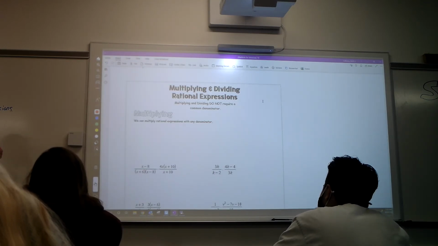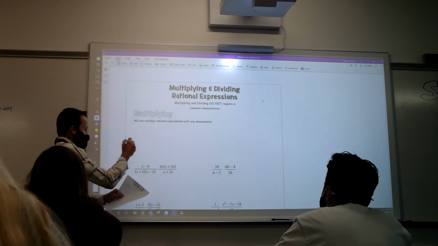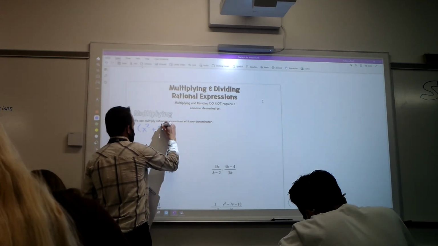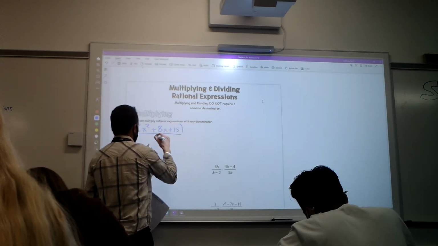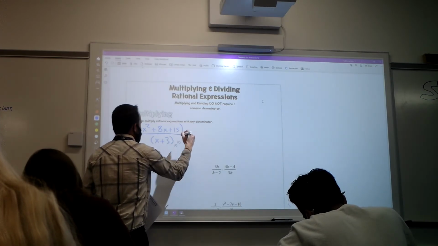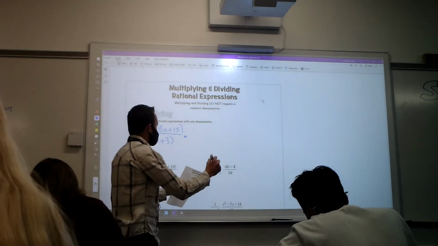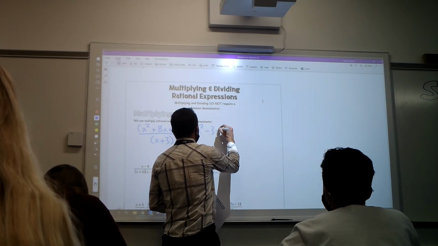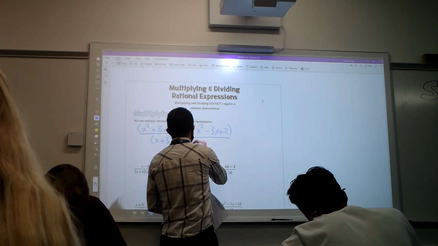So let me give you a problem that might look kind of challenging, but you're going to see it's not too bad. It's actually kind of fun. Let's write this in here. So if I have x squared plus 8x plus 15, and I'm going to divide that by x plus 3. So that's our first rational expression. And we want to multiply that by a second rational expression. Let's do x squared minus 3x plus 2, and then over x squared plus 3x minus 10.